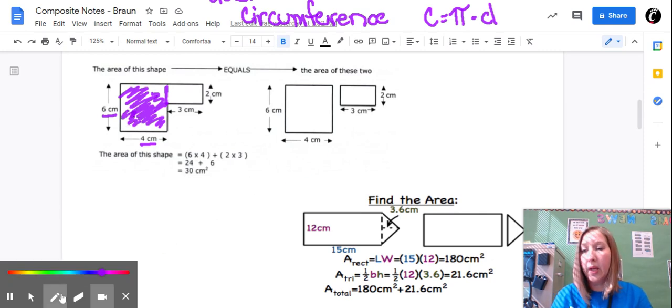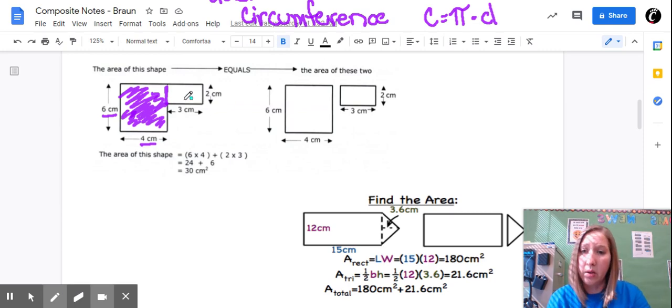So then we can look at the other part of this, and we have our smaller rectangle that has a length and width of 2 and 3. And so when we find our area of the smaller rectangle, we have 6. So individually, we have an area of 24 and an area of 6. So the area of the full composite shape is 24 plus 6, which is 30 centimeters squared.